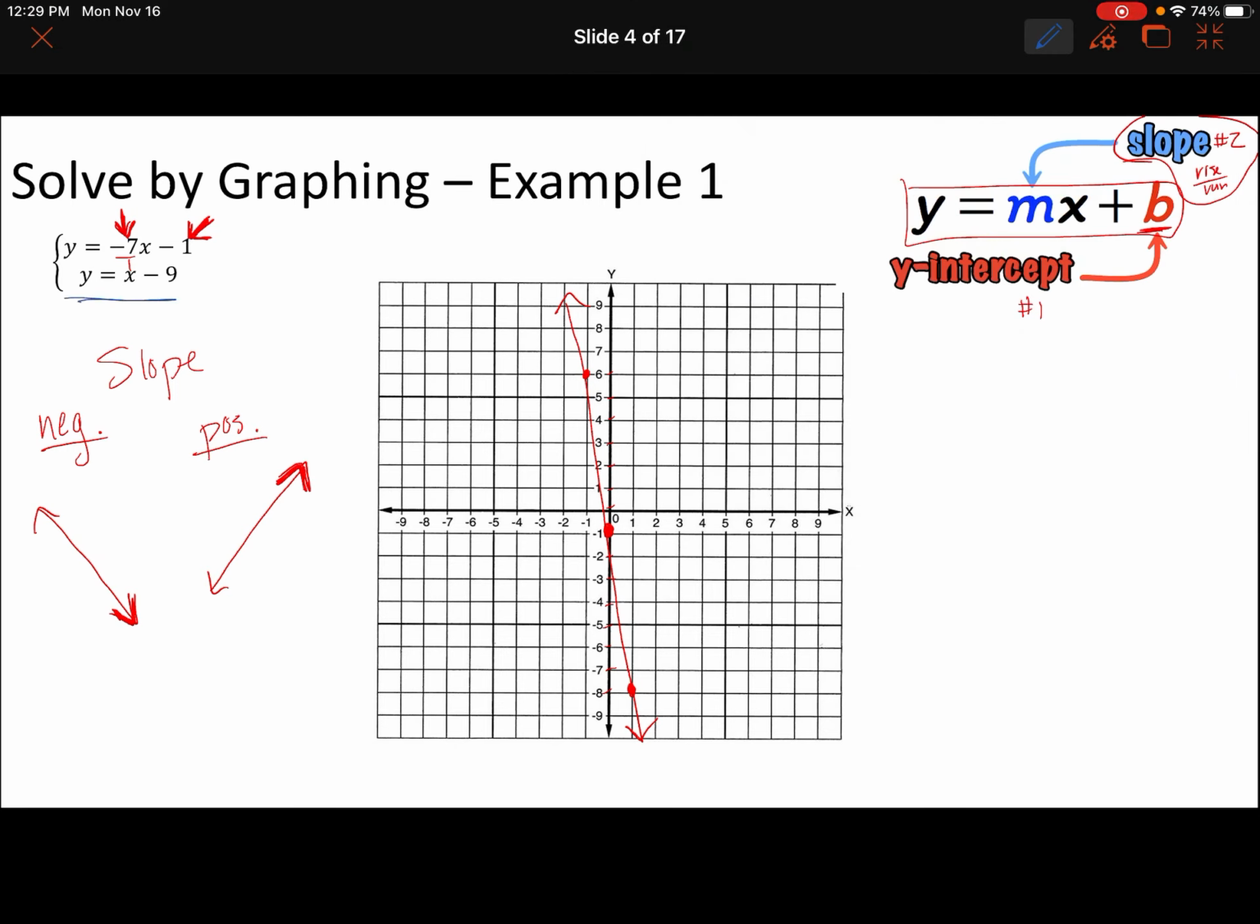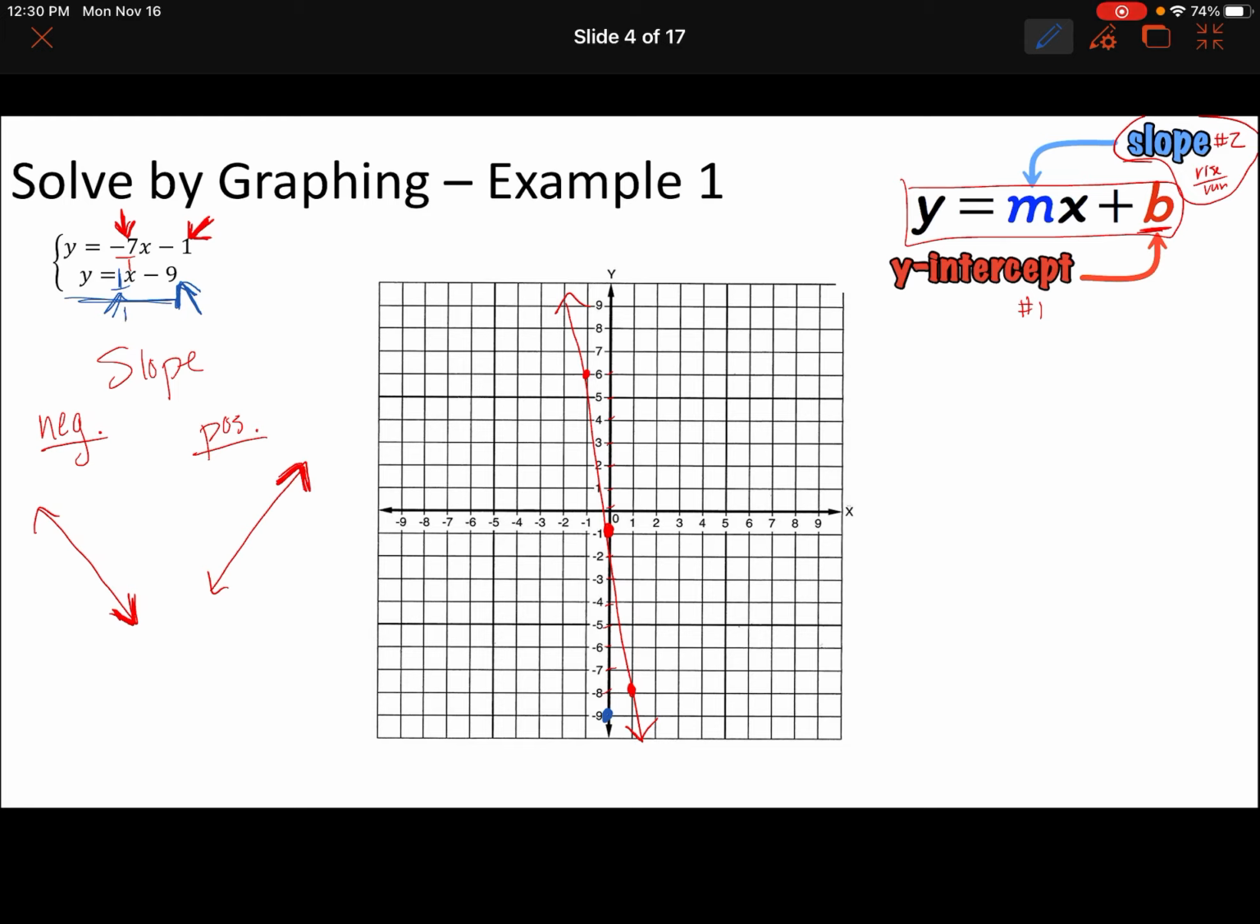Now I'm going to switch to my second equation. So first, again, we look at our b, the number by itself, no variable. That's where we start at negative 9. So that goes right on our y-axis. Positive 1 is our slope. And again, we can always put that over 1.